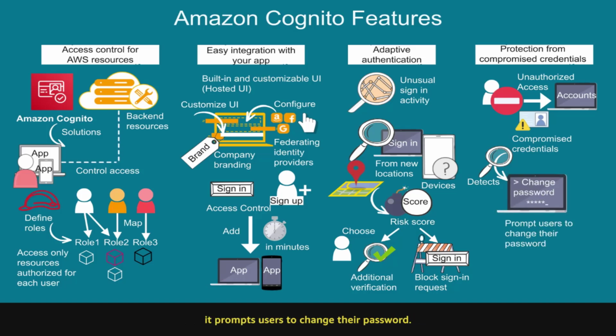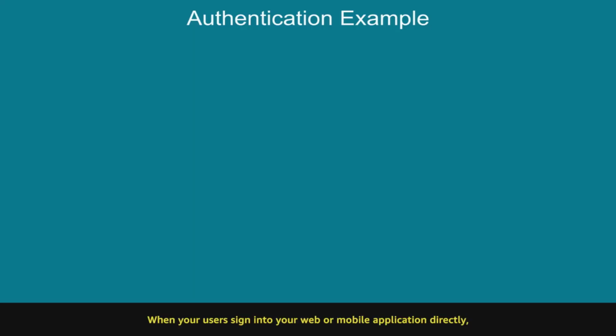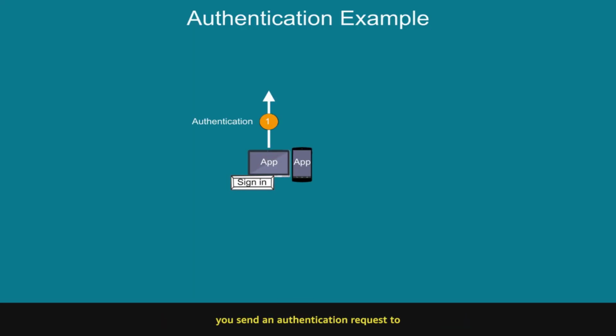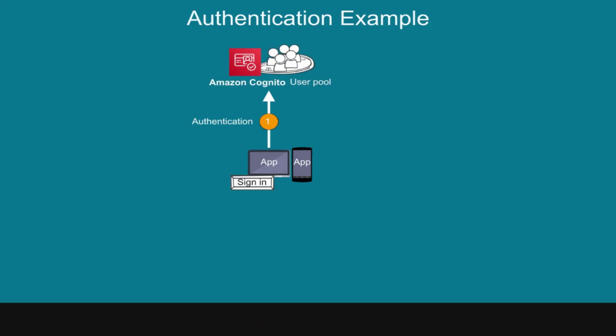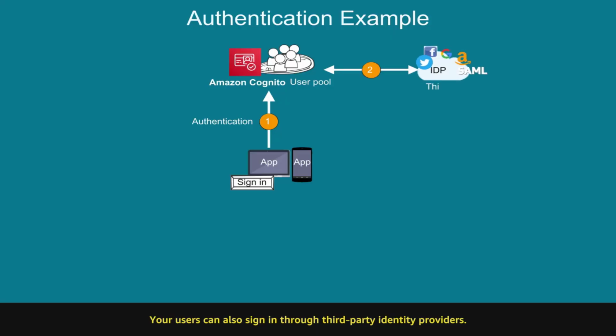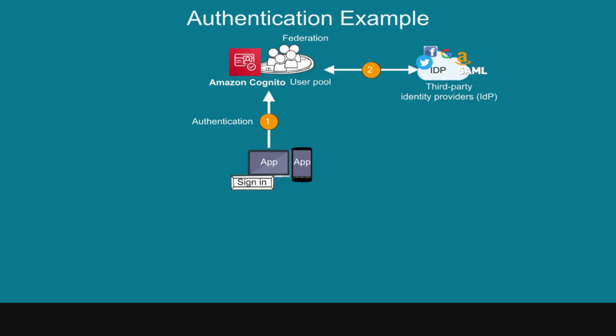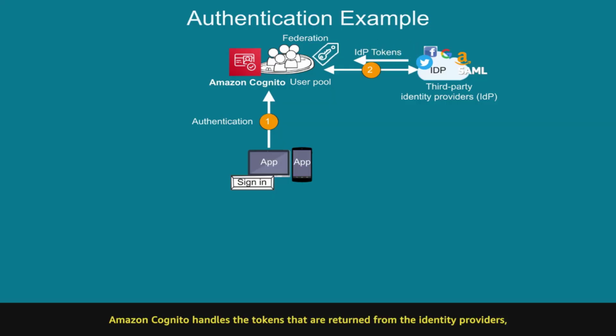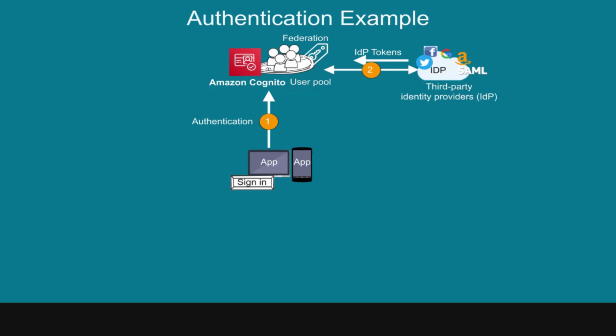Let's look at how Amazon Cognito User Pool and Identity Pool are used in this authentication example. When your users sign into your web or mobile application directly, you send an authentication request to Amazon Cognito User Pool for authentication. Your users can also sign in through third-party identity providers. Federation is available in Amazon Cognito User Pool. Amazon Cognito handles the tokens that are returned from the identity providers.